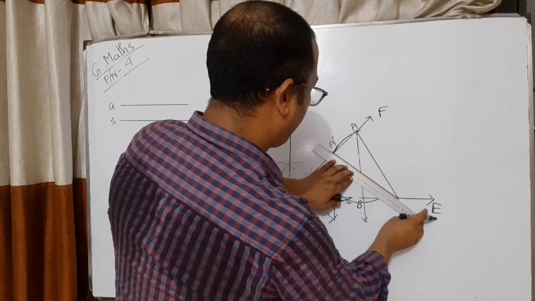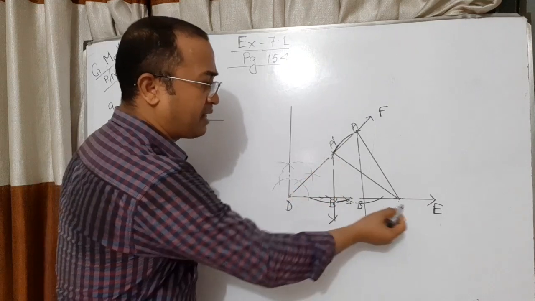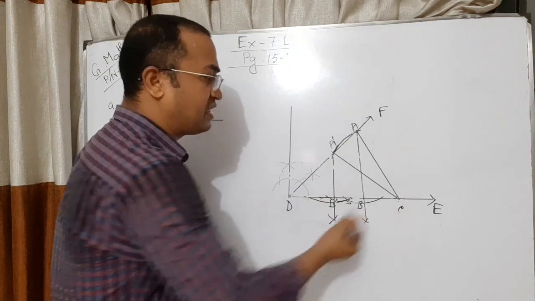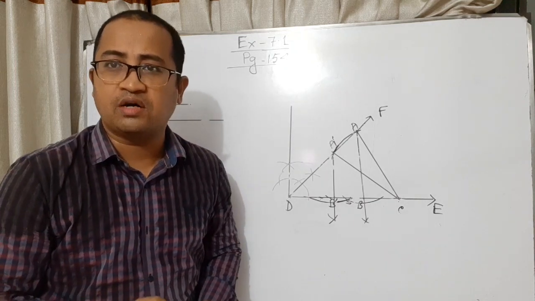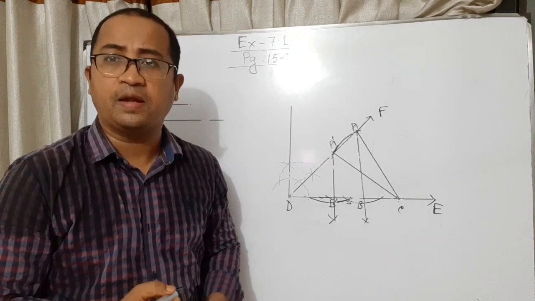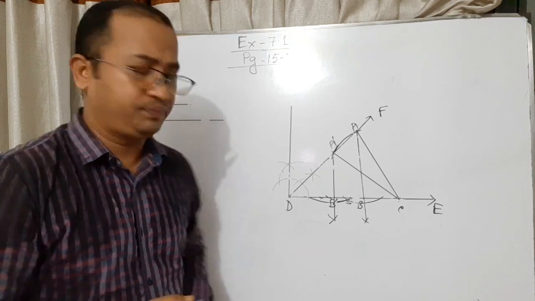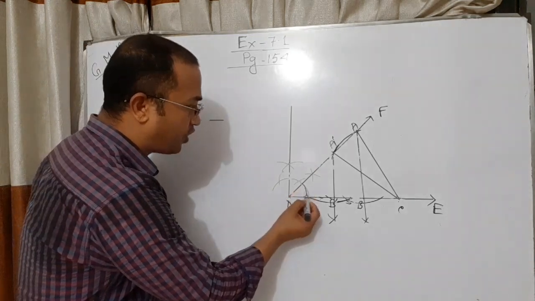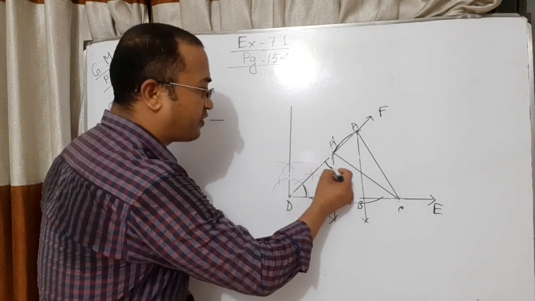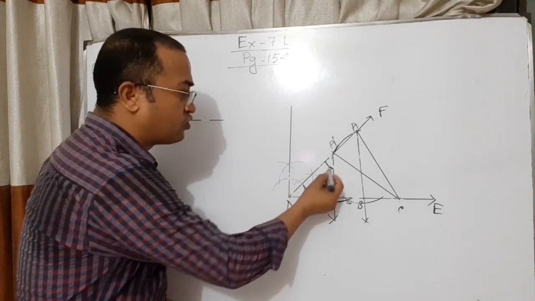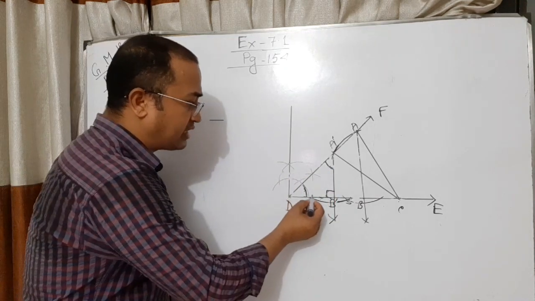Now look, A prime B prime C or ABC is our required right angle triangle. How ABC, or A prime B prime C, is our required triangle, I will prove it. Look, this is 45 degrees, this is 90 degrees, so this is also 45 degrees. That means these two are equal. If these two angles are equal, these two sides are also equal.